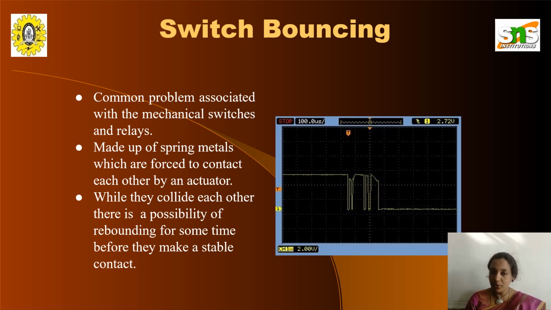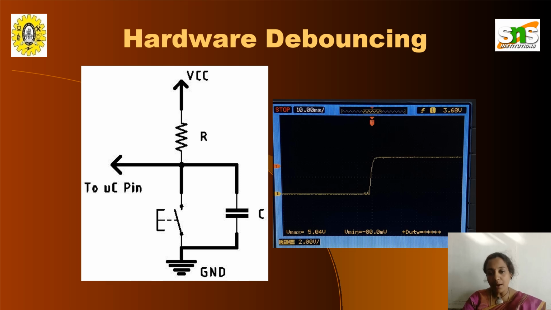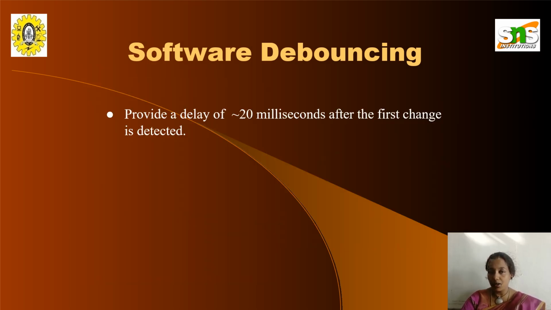A common problem associated with mechanical switches and relays, made up of spherical metals which are forced to contact each other by an actuator. While they collide, there is a possibility of rebounding for some time before they make a stable contact. So for hardware debouncing, VCC will be connected with the resistor, and the switch will be connected in parallel with the capacitor. So that is called hardware debouncing.